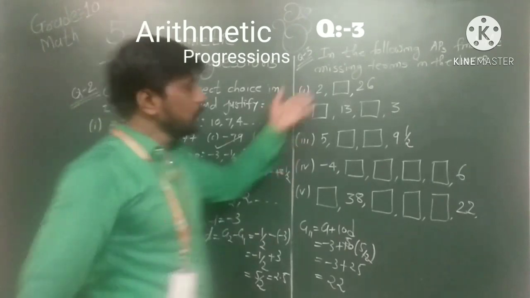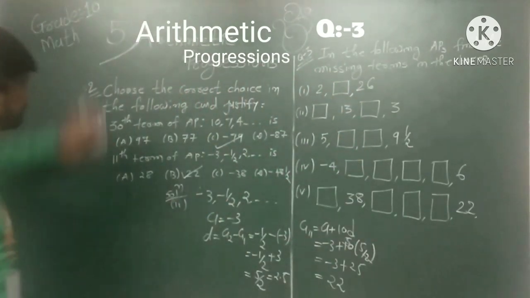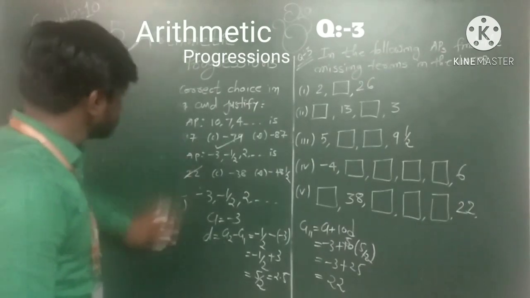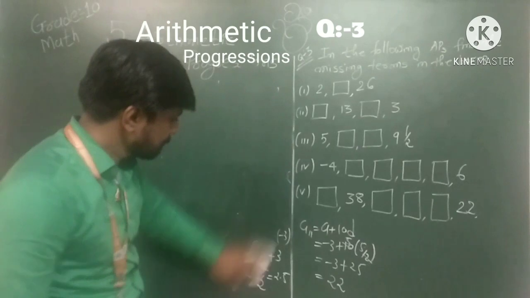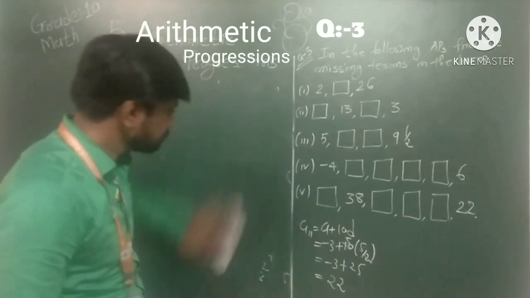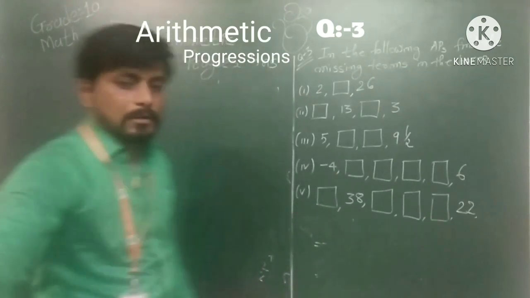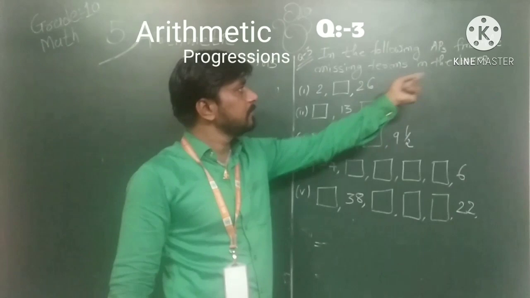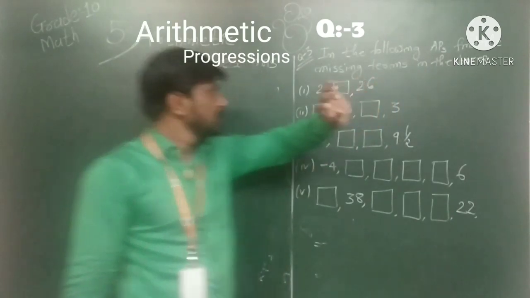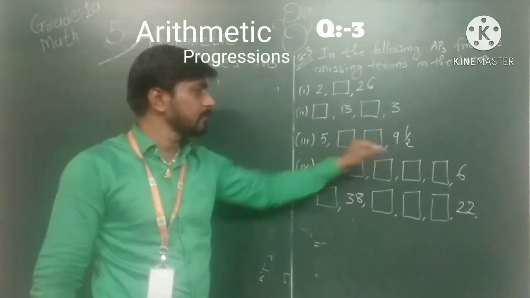Now look, example number 3. What is example number 3? First of all, I read it out. In the following APs, find the missing terms in the boxes. Here we want to find the values of the given boxes.